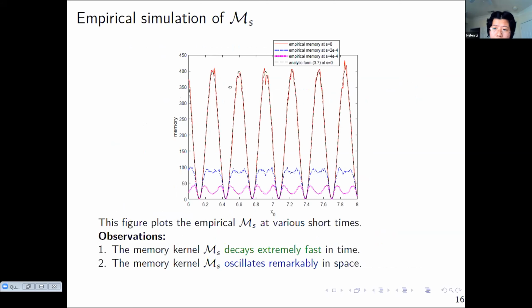What that means is, if we plot the empirical memory kernel, we can observe that, firstly, this memory kernel decays very fast, and secondly, because the x-axis is X1, you can see that it oscillates a lot. That's the reason why we have to carefully apply the asymptotic spatial calculation.